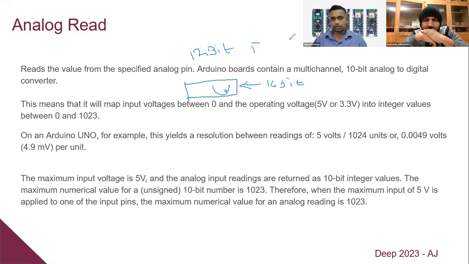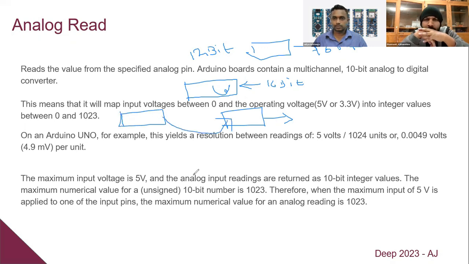So the Arduino board can't directly read 16 bits, but you can use an external module to do that, and the Arduino board can request that data from this module. Clear?